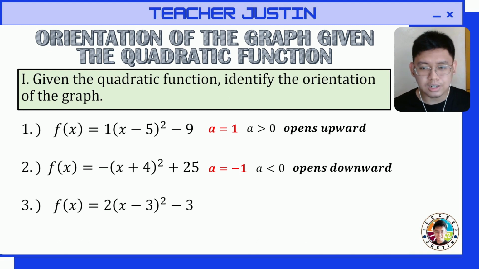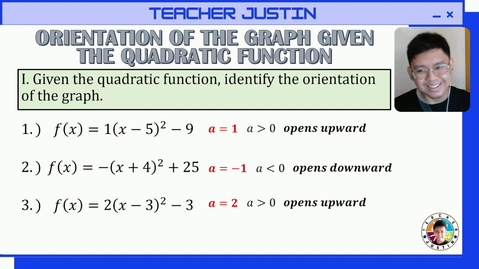Then, let's proceed to our third item. We have here the value of A, which is equal to 2. So, compare natin siya to 0. We can say that A is greater than 0 kasi positive siya. So, our parabola opens upward. And that's it.